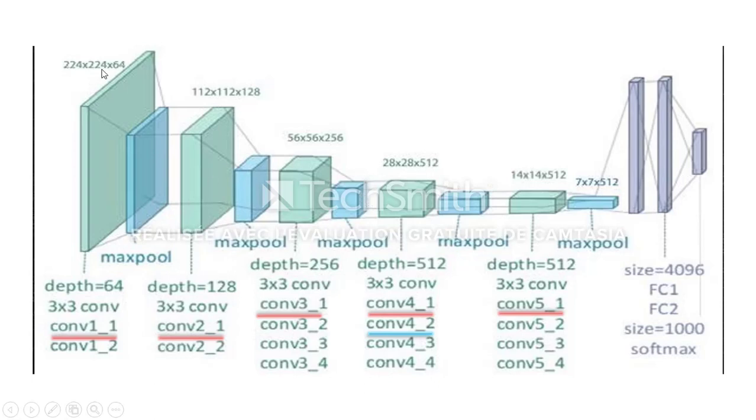Then you are going to consider the first part of the first layer, the first part of the second layer, the first part of the third layer, the first part of the fourth layer, as well as the first part of the fifth layer. All these red convolution layers are considered as the style extractor. And the second part of the fourth convolution layer is considered as the content extractor.